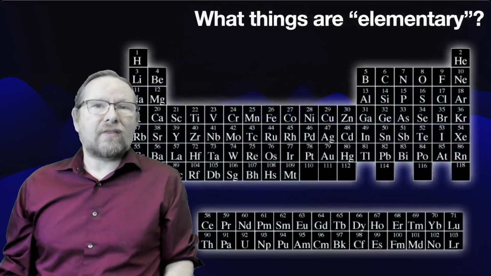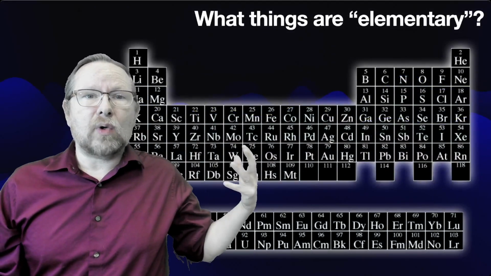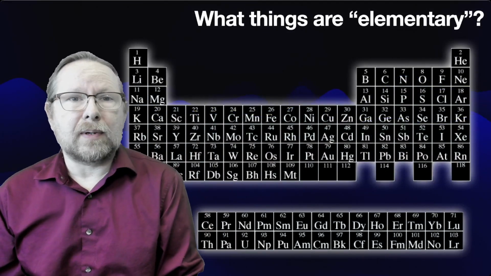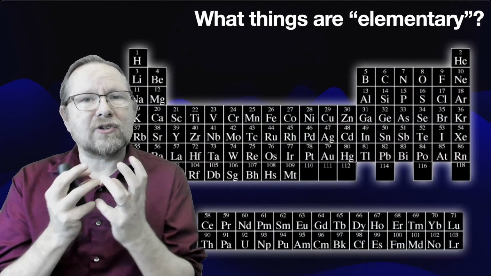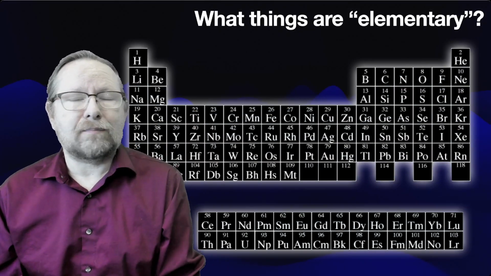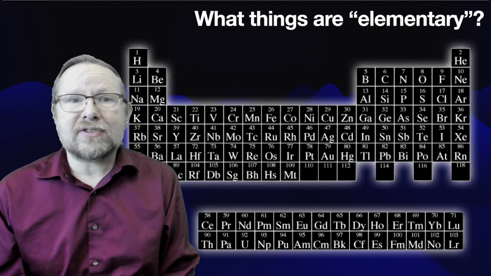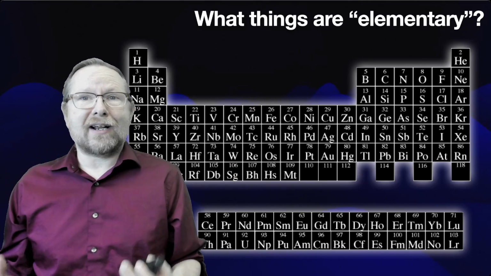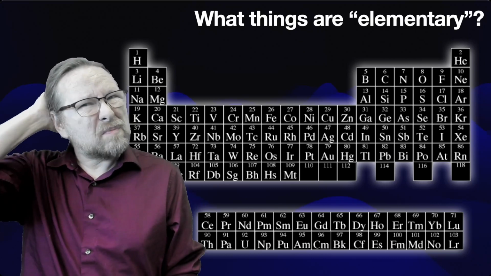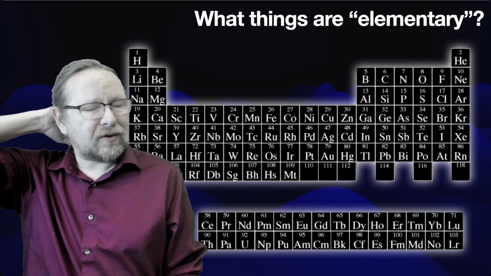The question of what things are elementary dates all the way back to ancient Greece, where people talked about atoms as being the smallest, most indivisible pieces of matter. We've probably all seen this thing in our chemistry classes. We call it the periodic table of the elements. What do we mean by that? What do we mean when we call these things elements?